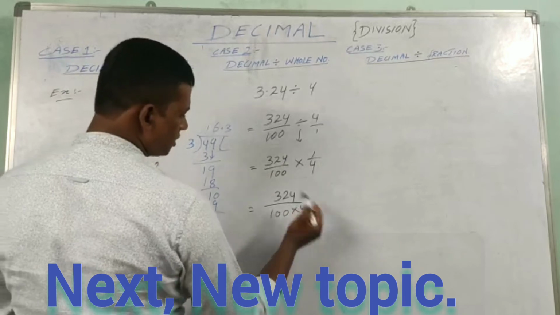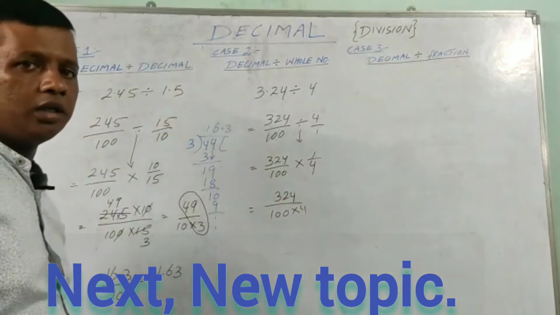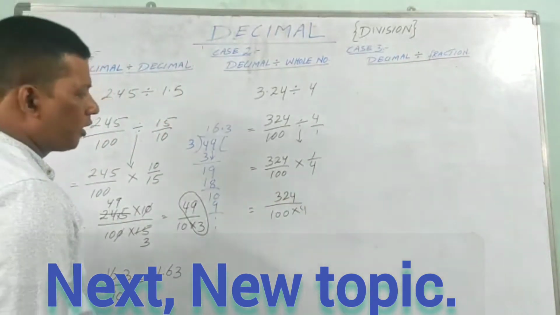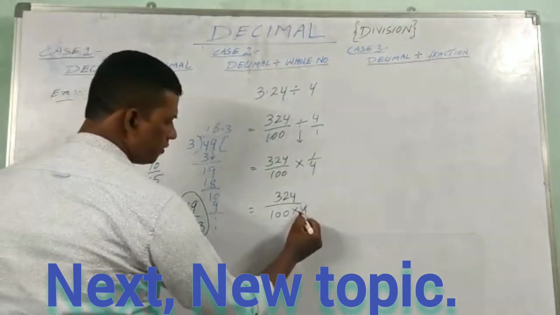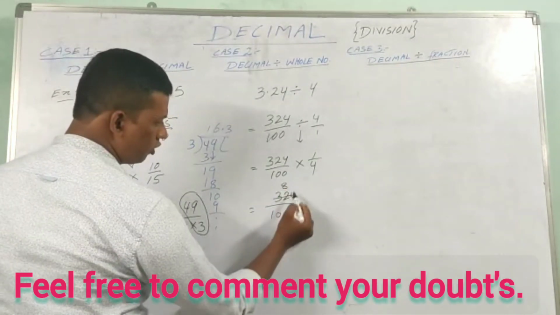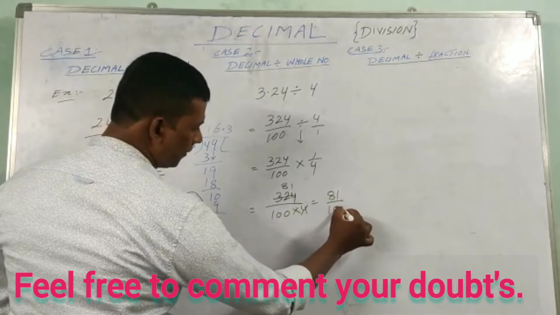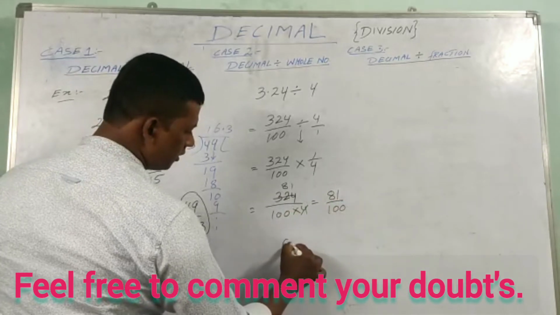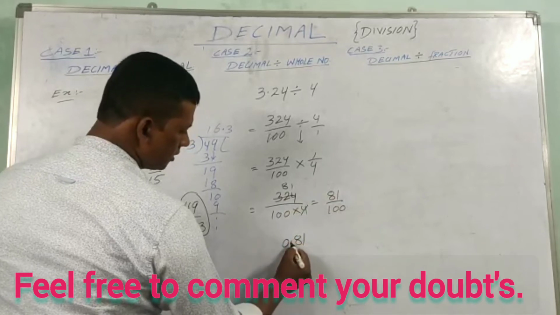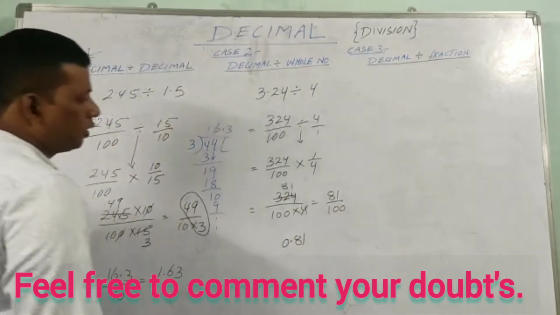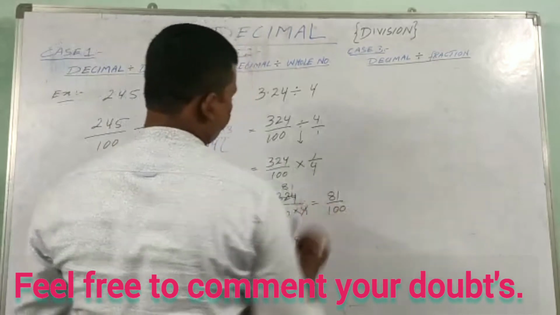Now see to it first, is cancelling possible or not? If it is not possible, then we can go directly. Now 4 1s are 4, 4 8s are 32, 4 1s are 4. That is 81 upon 100. Now this will be 0.81, since we have two zeros in the denominator.